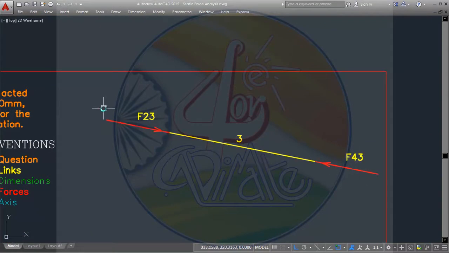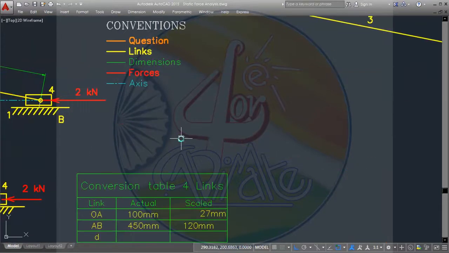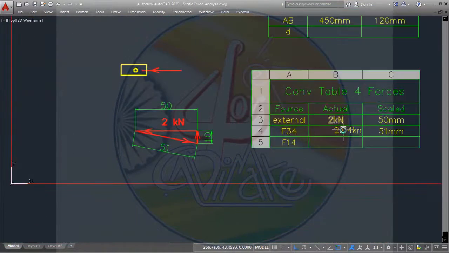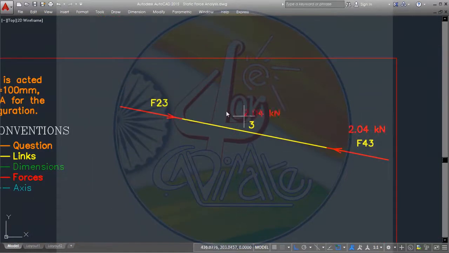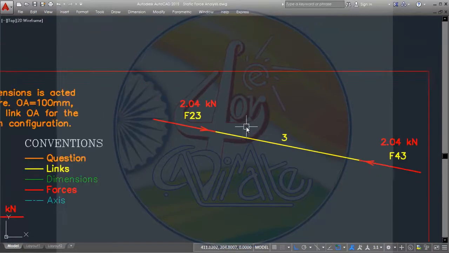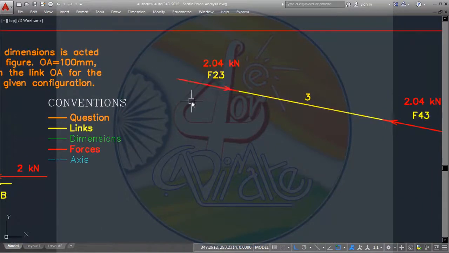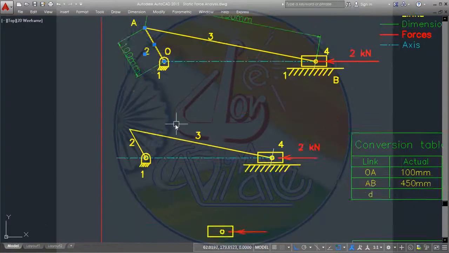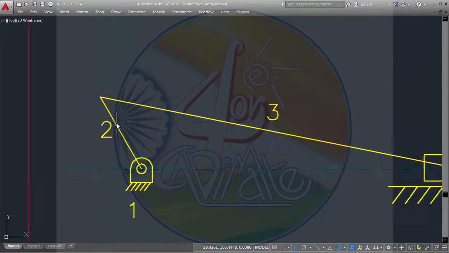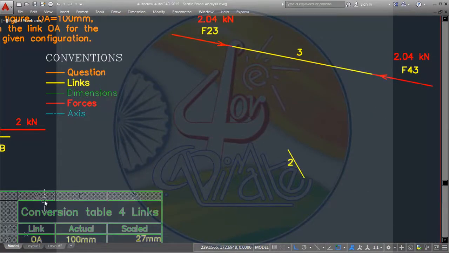Now there are only two forces which are acting on this. They should be equal and opposite. So this force is how much? How much we got that force? 2.04. Okay. So this force is 2.04 kilonewtons. Now the same force should come here, and the same force should come here. Fine. Now this force, reaction of this will come on the next link. Next link is link number 2.